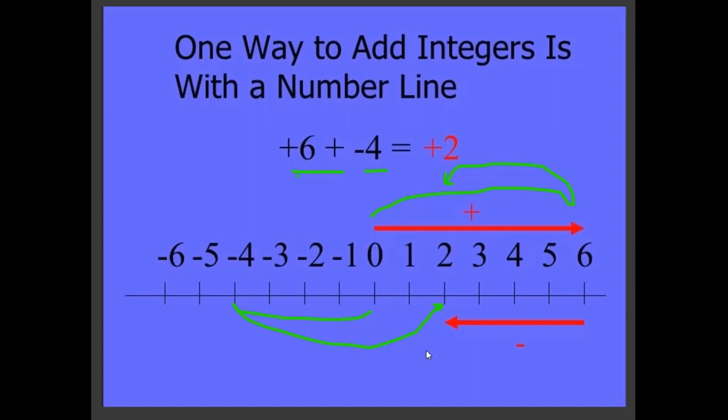When the signs are the same, you add and keep the sign. If it's positive, you keep the positive sign. If it's negative, you keep the negative sign. When the signs are different, you subtract and take the sign of the larger number. In this case, we can see the larger number was positive, so our answer has to be positive. So that's a rule of thumb, and that's everything you need to know about adding and subtracting integers.